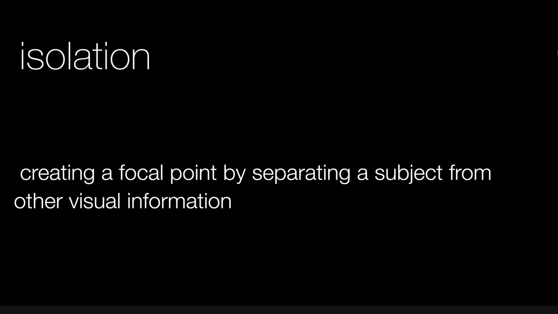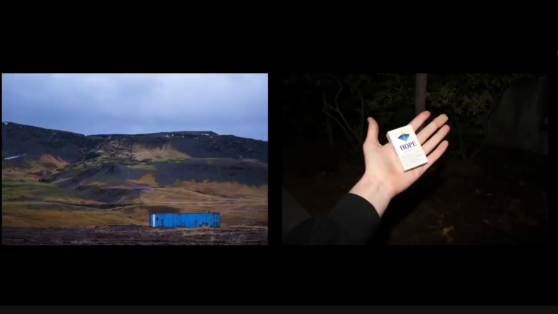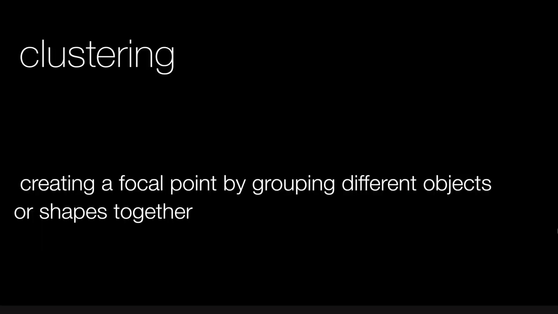Next is isolation, which is creating a focal point by separating a subject or object from other visual information. So we've seen this picture plenty of times, right? The shipping container is isolated. There's nothing else around it. There's no objects, nothing else blue. It's really its own focal point, and it's right here. And this, of course, is totally isolated too, the only real competing information in this picture besides the pack is the Band-Aid, right? So we have this isolated information here. It's a really nice way to simplify a picture, just to isolate the content you want us to focus on.